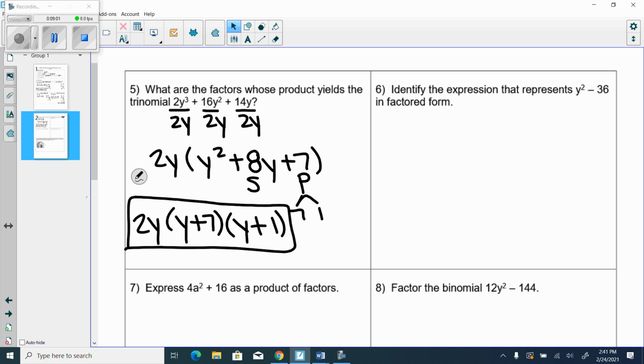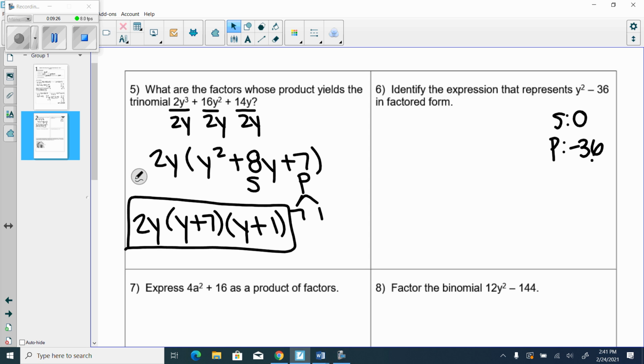Alright, number 6, it says to identify the expression that represents y squared minus 36 in factored form. So remember, that's that special kind we talked about called difference of squares. So is there a sum? Because there's no middle term, right? So my sum is 0, and my product is negative 36.